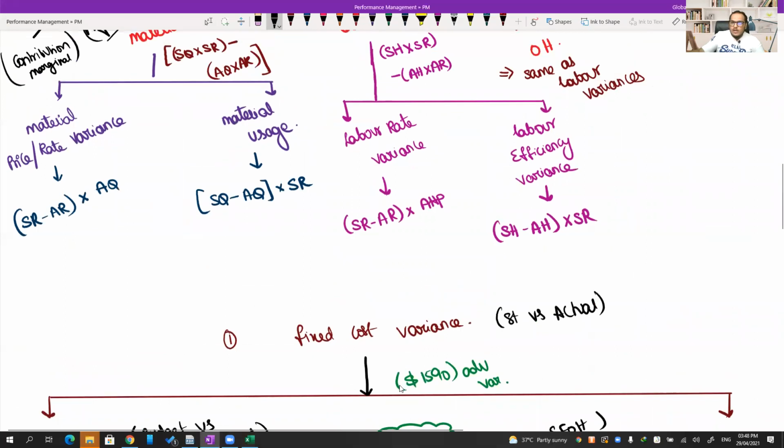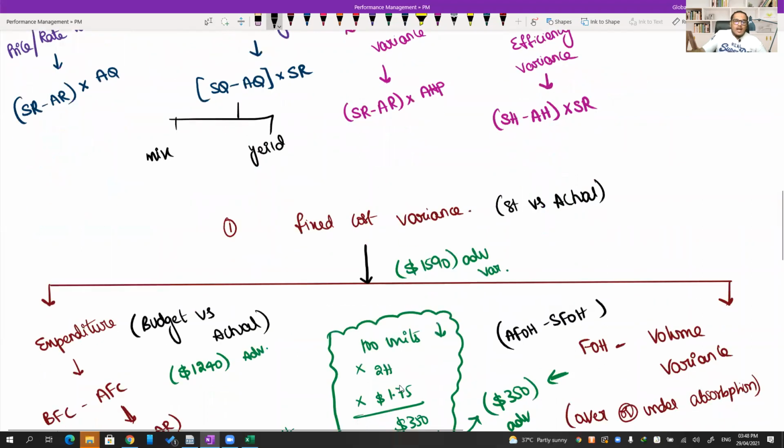Okay, see here material usage is there now. That is standard quantity and actual quantity, how much you should have used and how much you actually used. This usage is again split into mix and yield variances. Now what is mix variance? Actual quantity in standard mix. Okay, actual quantity only. I don't want to change the quantities. Actual quantity only. It should have been mixed in the standard composition minus actual quantity in actual mix.